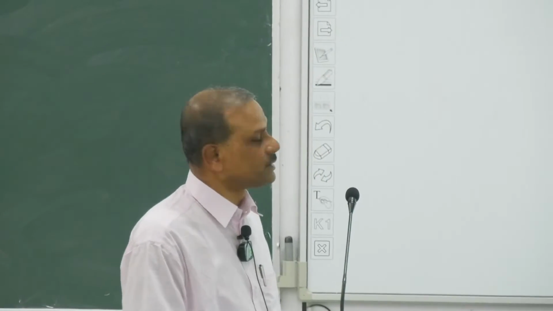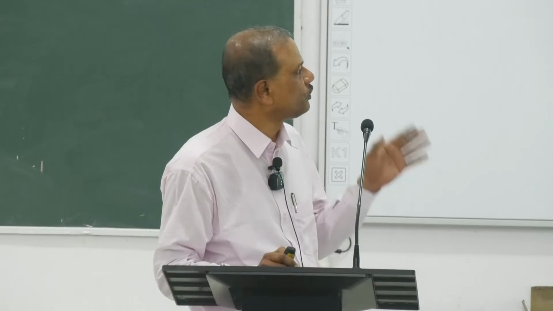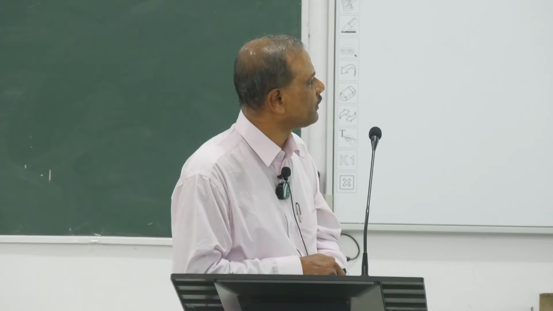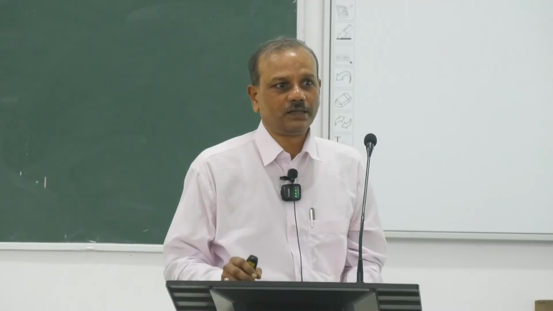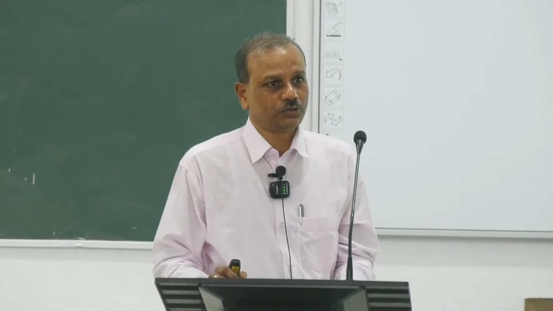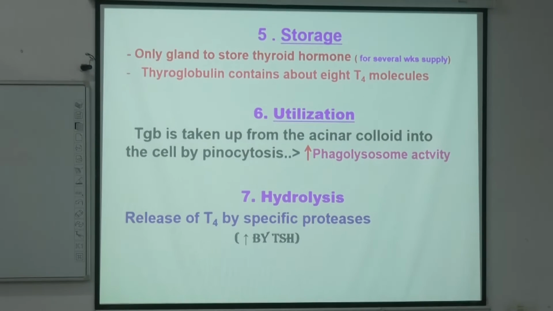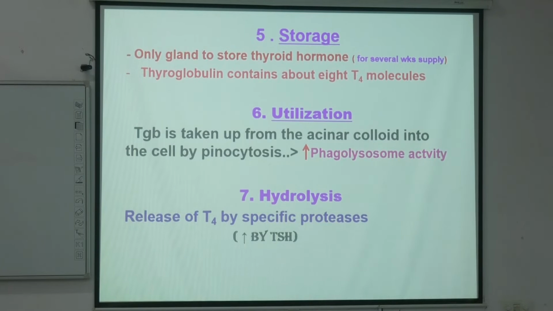So, storage. That is another thing, as I told you, iodine is a scarce element. So thyroglobulin remains stored within the follicle, and that storage can supply thyroid hormones for several weeks, because it is such a large molecule with so many amino acids, and it can meet needs at times of crisis, such as iodine deficiency.